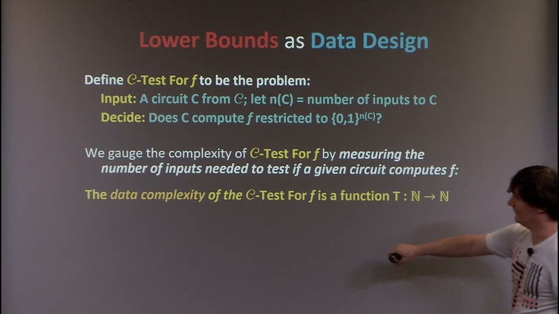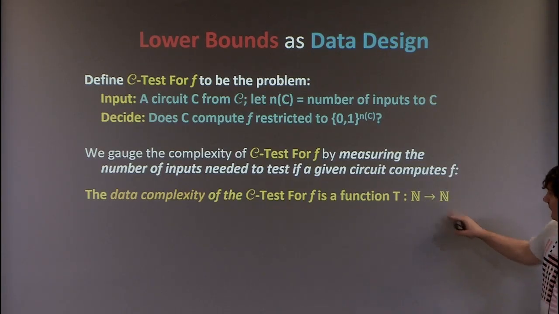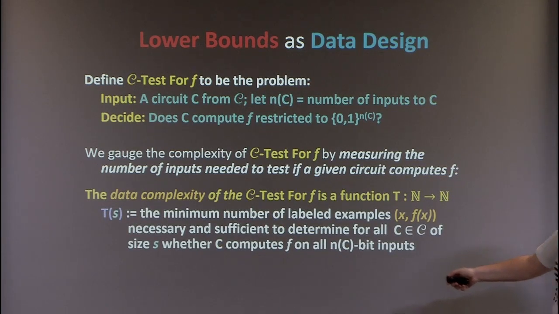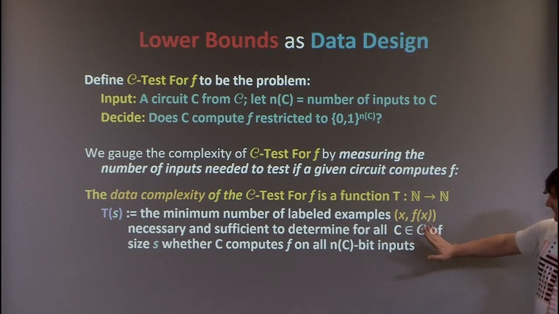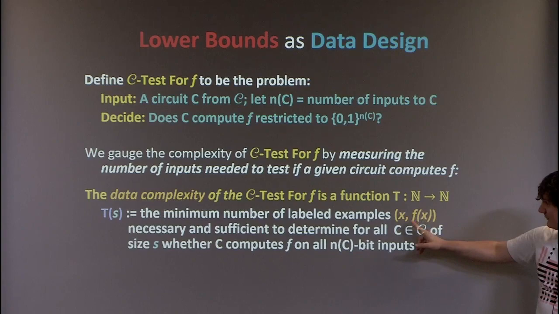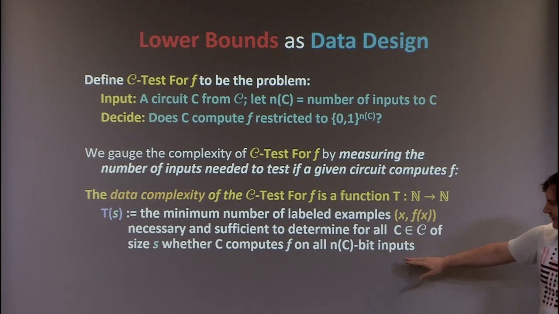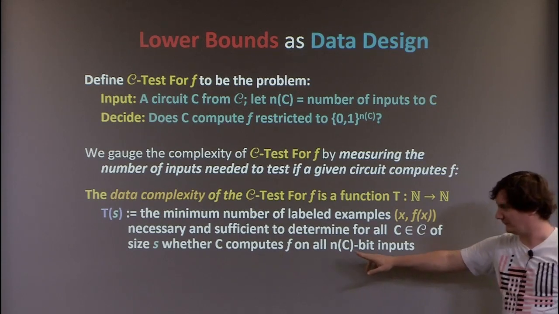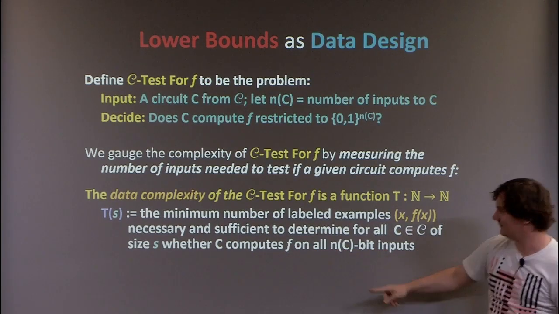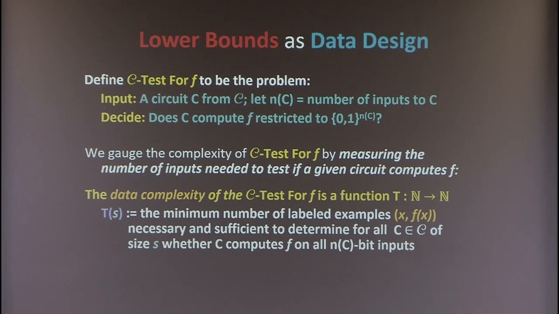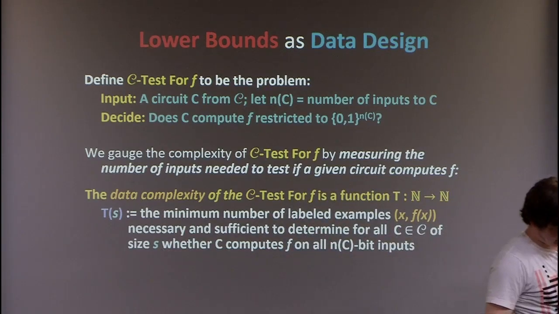So the data complexity of this test problem is going to be some function t. So t of s is going to be the minimum number of labeled examples. I'm going to give you x, an input, and f of x, the output. I want to know the minimum number necessary and sufficient to determine, for every c of size s, whether c computes f on all of its relevant inputs. So for every c, there's some number of inputs to it. So the only parameter here is the circuit size s.